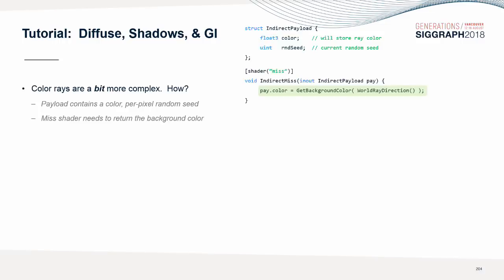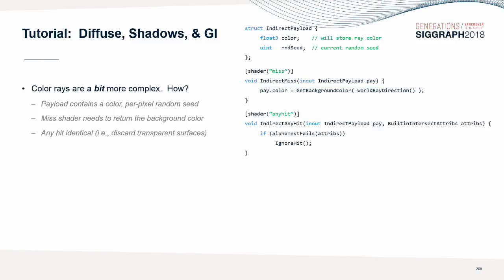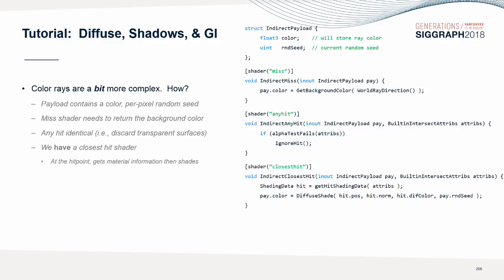The miss shader needs to return the background color. Here I'm wrapping it in a function, get background color, that you'll have to define yourself. This could just return blue if you want. The any hit shader is actually identical to the any hit shader for shadow rays, because all I'm using it for is to test whether I've hit a transparent part in my texture for alpha testing. And in this case, we actually have a closest hit shader, unlike the shadow ray.